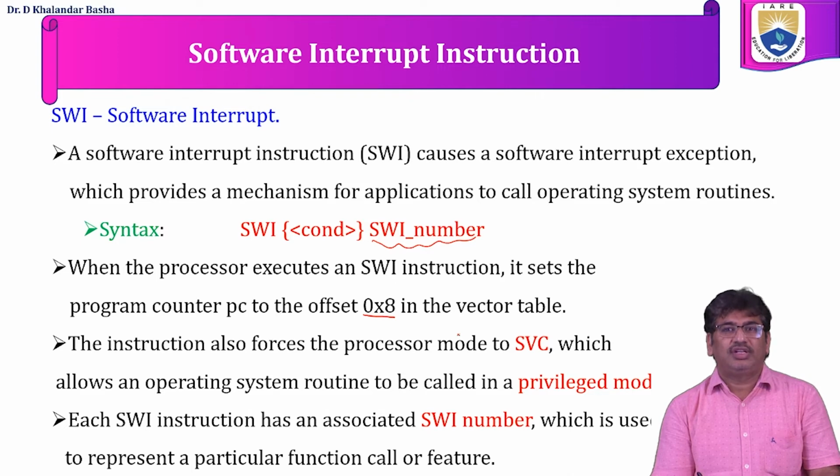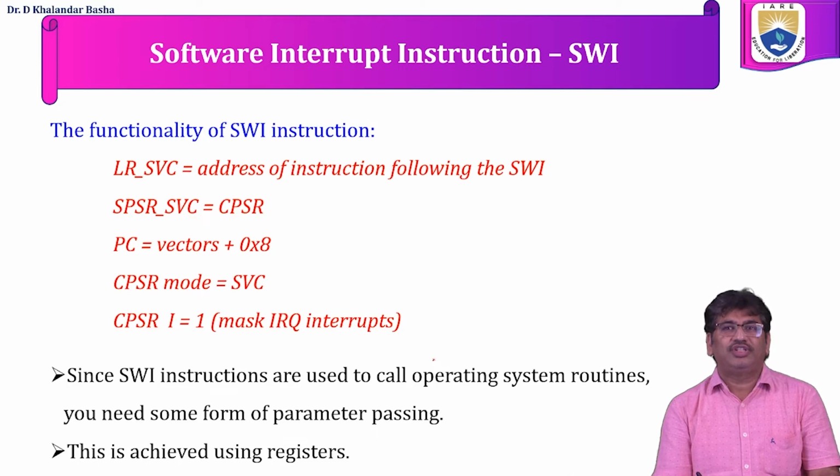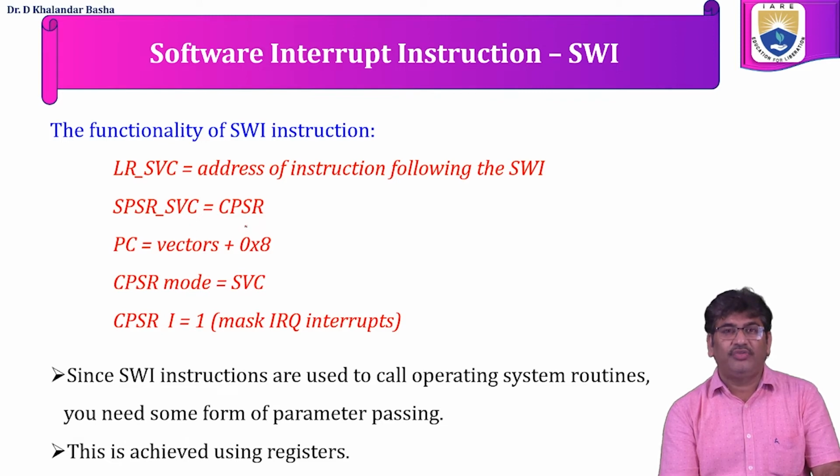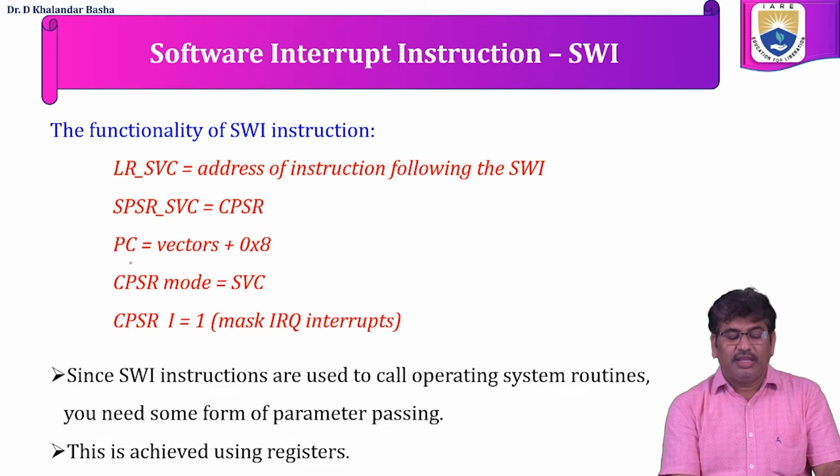Each SWI instruction has an associated SWI number, which is used to represent a particular function, call or feature. The functionality of the SWI instruction: when the SWI instruction is encountered, the link register for SVC is loaded with the address of the instruction following the SWI instruction, whereas SPSR_svc is loaded with the CPSR register. Then the control is transferred to the ISR, so the PC is loaded with the vectors plus the offset value 8. So an offset of 8 will be added to vectors.